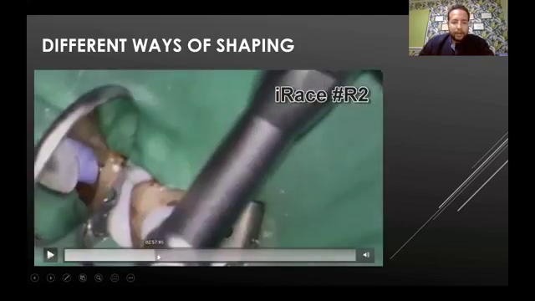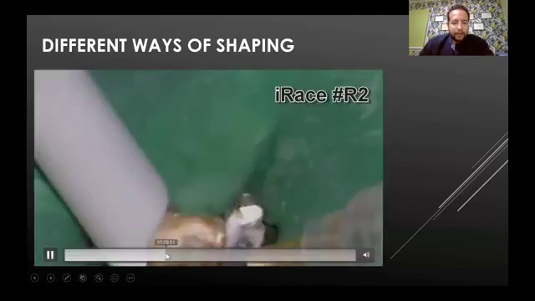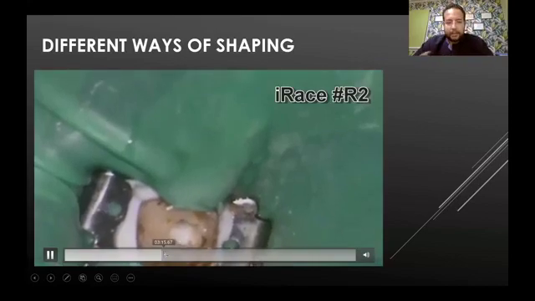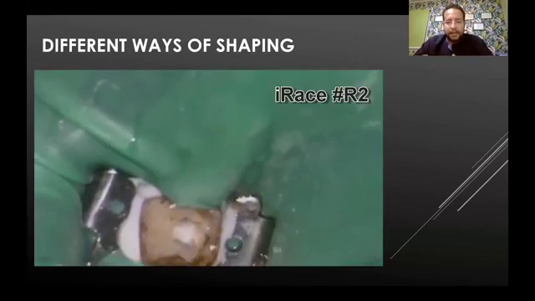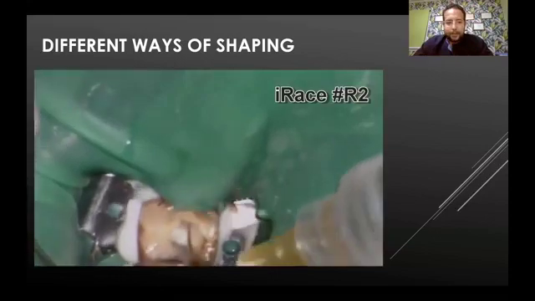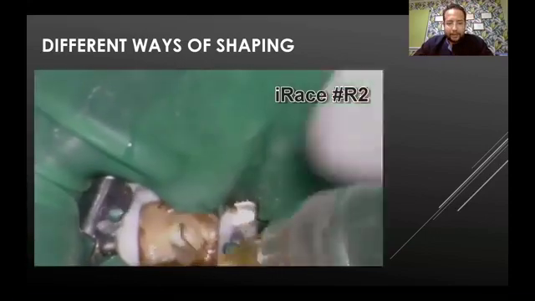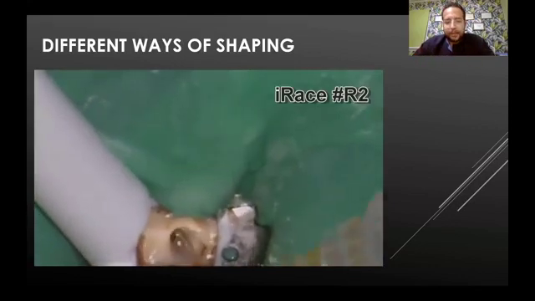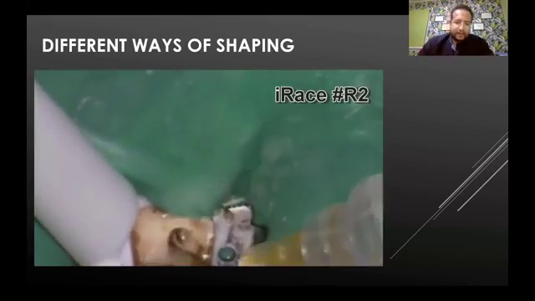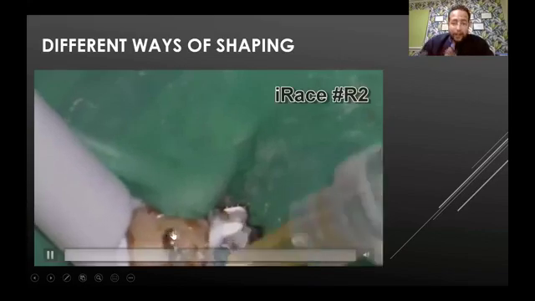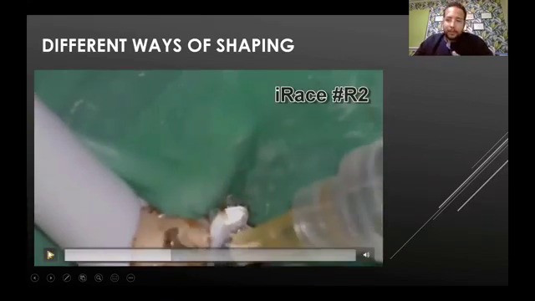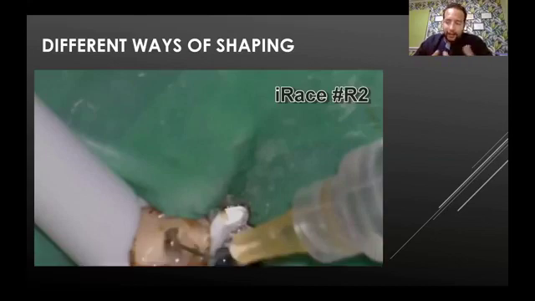When he finished, he irrigates. As you can see, sometimes EDTA contains a little bit of hydrogen peroxide that makes an effervescent action when you irrigate with sodium hypochlorite. This effervescence will also help in removing the debris. That's another way.